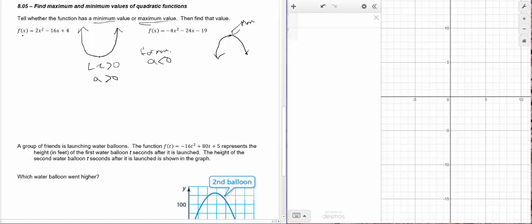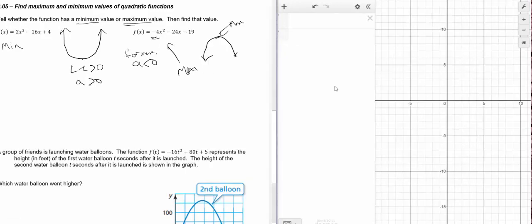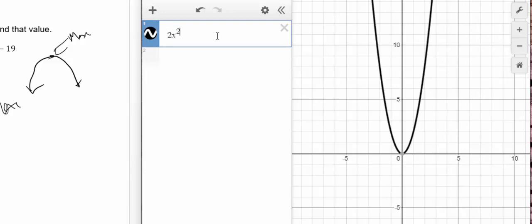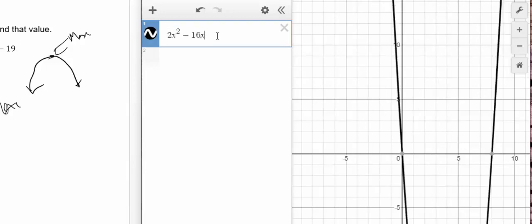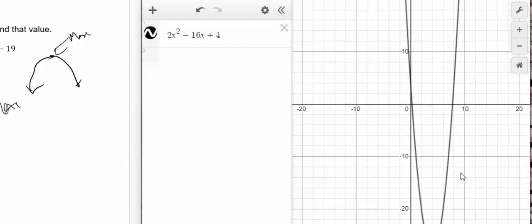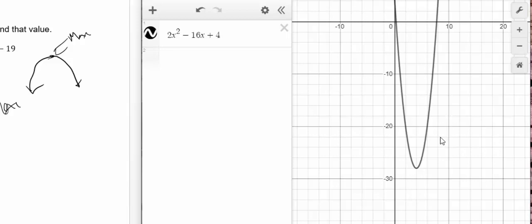So right away I can tell that this parabola has a minimum, because it will be a right side up parabola, and this one has a max because it's flipped upside down. We can check that in Desmos just to be certain. So maybe this first one, 2x squared minus 16x plus 4. This parabola is definitely opening right side up, and it definitely has a lowest point, so it has a minimum.